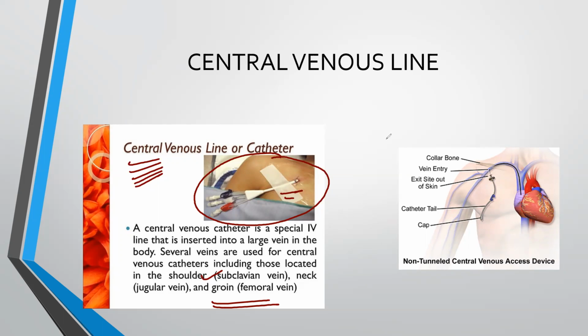So this is the introduction of the central venous line, and there are some points regarding central venous pressure. The normal pressure is always 3 to 8 mmHg, CVP. This is the normal range of our central venous pressure. And here you can see the insertion, the exit site out of the skin, the catheter tail, and the cap. These are some of the parts of the central venous catheter.